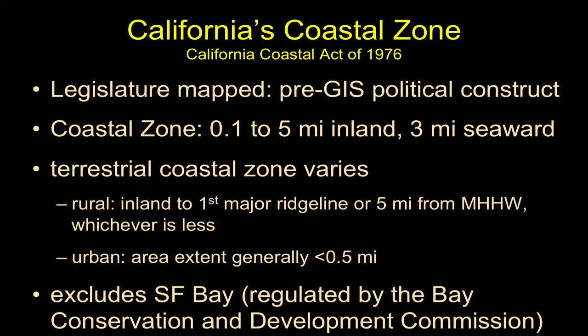We're going to go inland till we hit the first big mountain ridge, or 5 miles from mean high water, and whichever one of those is less, we'll go with that. In the urban areas, it's basically just hug the coast as tightly as you can, because the city of LA, San Francisco, all those folks were like, screw you, we're not adding another layer of bureaucracy onto us, right?